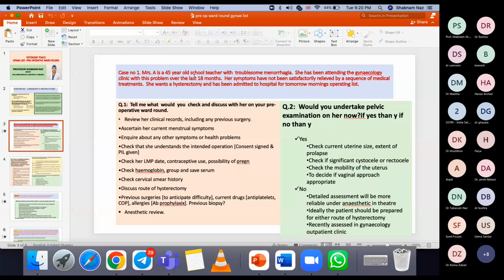My question is that in case number one, Mrs. A is a 45-year-old school teacher with troublesome menorrhagia. She has been attending the gynae clinic with this over the last 18 months. Her symptoms have not been satisfactorily relieved by a sequence of medical treatments. She wants a hysterectomy and has been admitted to hospital for tomorrow morning's operating list. Clear? Yes, ma'am. Tell me what would you check and discuss with her on your pre-operative ward round?